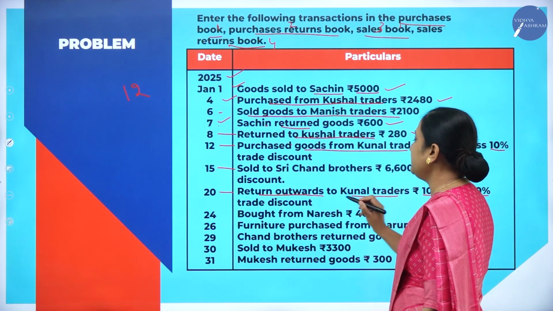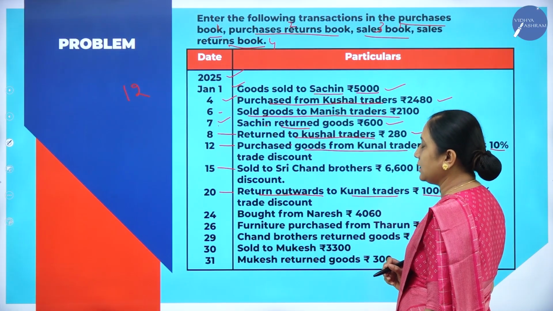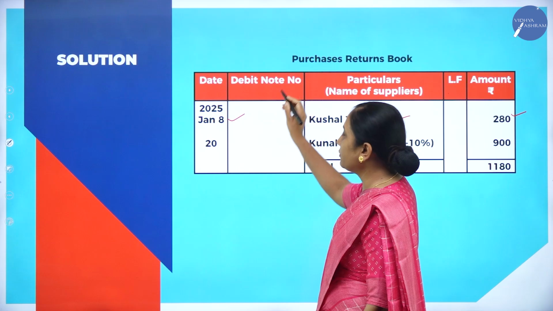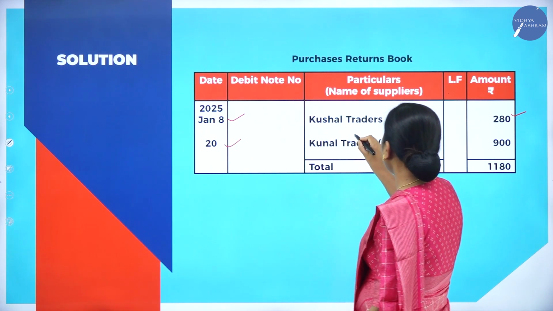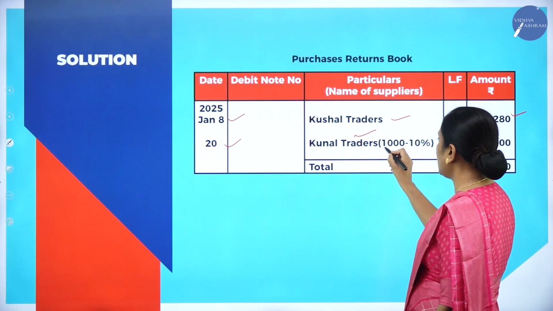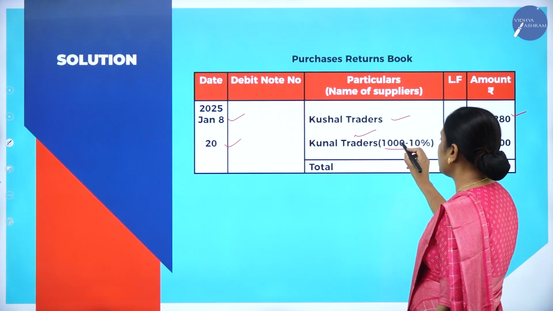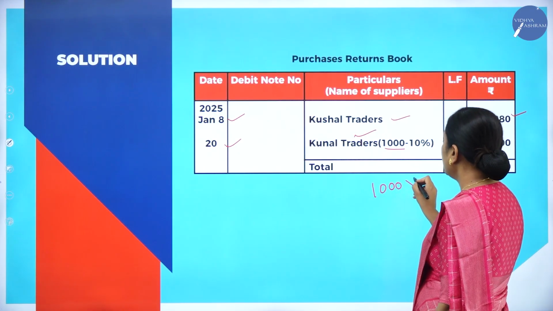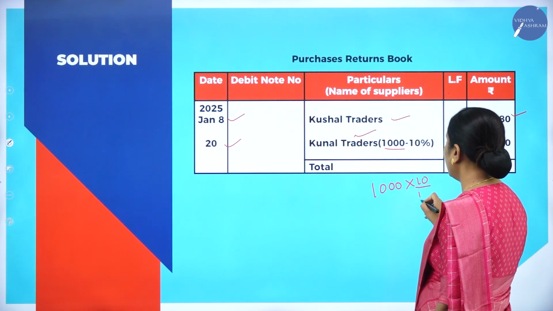1,000 less 10% trade discount is allowed. Correct? We shall enter this in the purchases returns book. We will enter 20 Kunal Traders. The name of the supplier is Kunal Traders. 1,000 minus 10%. That means, see here, 1,000 into 10 by 100.